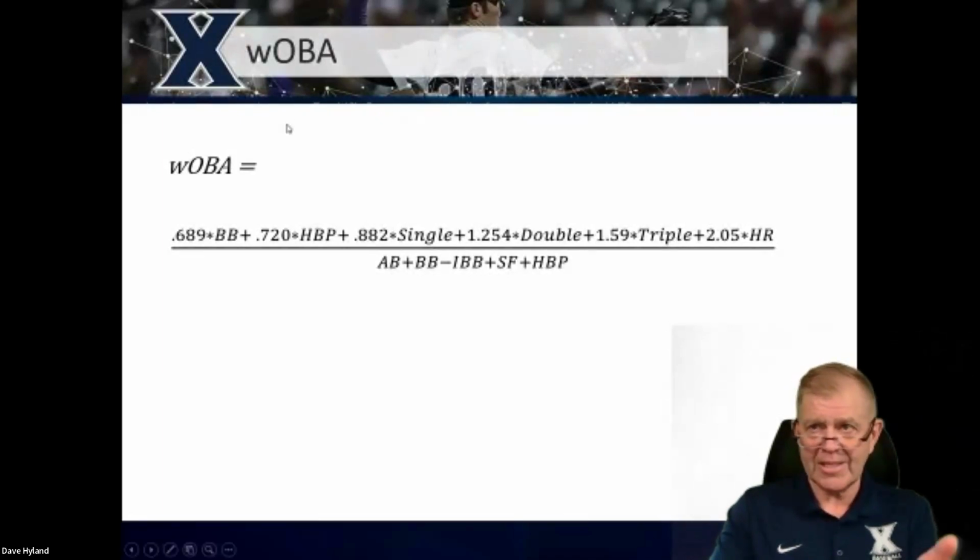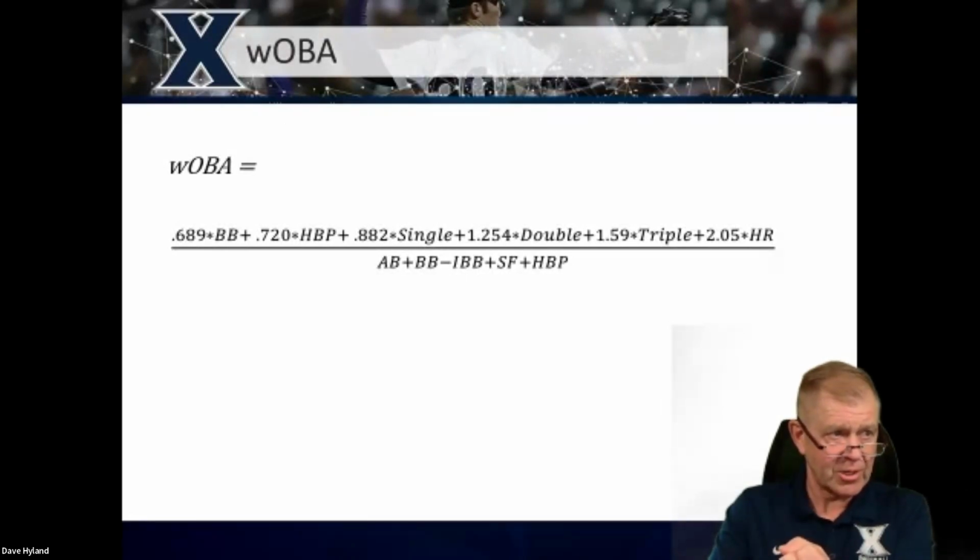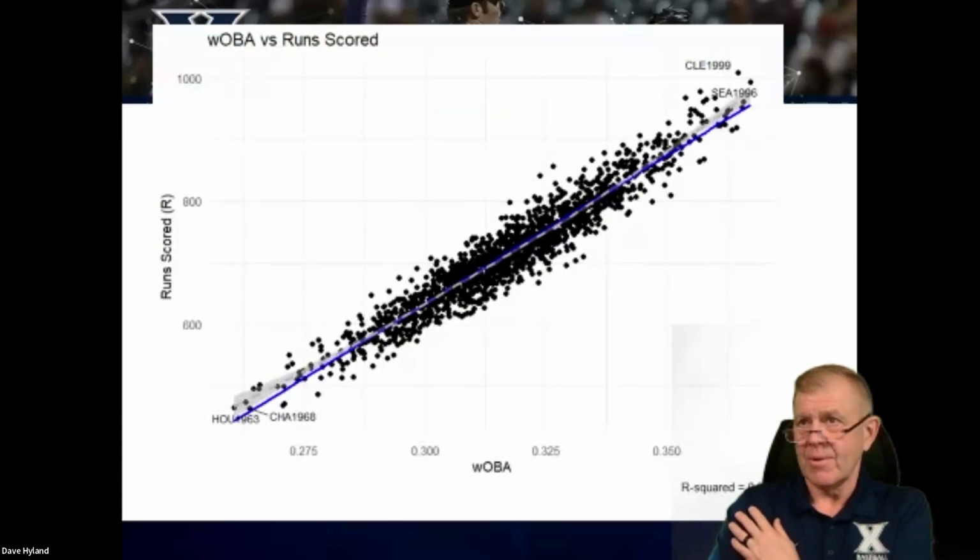So this WOBA is a great statistic. It gets us started on run creation. It's a better statistic than any of the old traditional metrics. We're taking this great concept from Henry Chadwick from the 1800s, and we're using computers to get the right weights for each event, right? So we look at WOBA and runs scored, right?